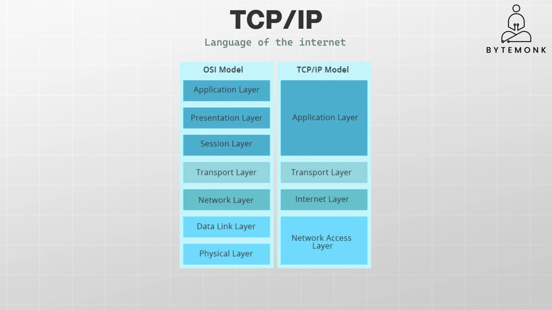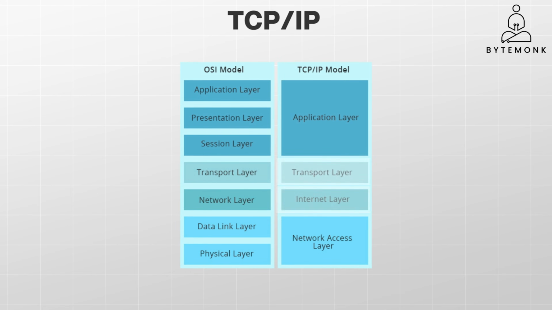TCP/IP is the language of the internet. It is a set of standardized rules that computers understand when talking on the internet. Think of it like the language everyone uses to communicate so that machines can understand each other, regardless of where they are or what type of computer they are using. TCP/IP handles specific parts of the OSI model. It mainly focuses on layer 3, which is the network layer, and layer 4, the transport layer.